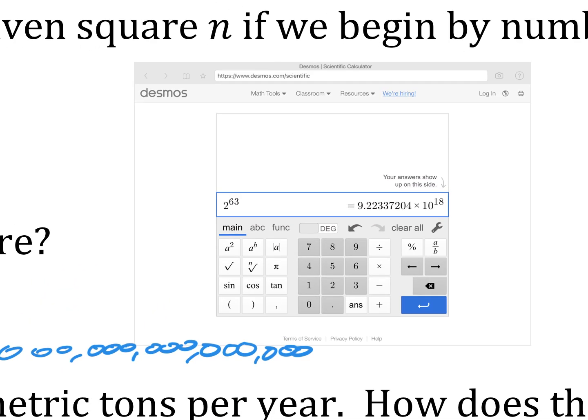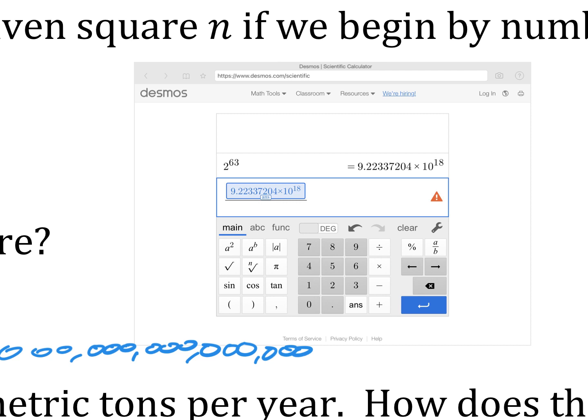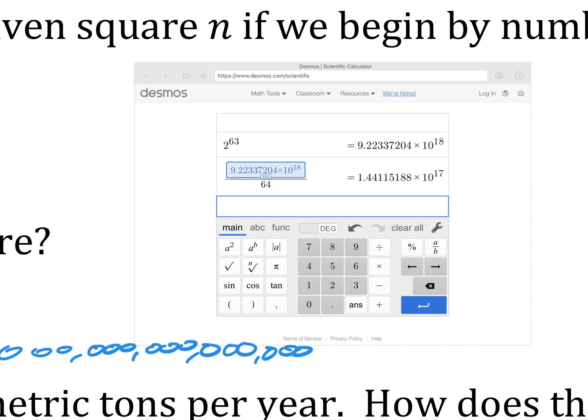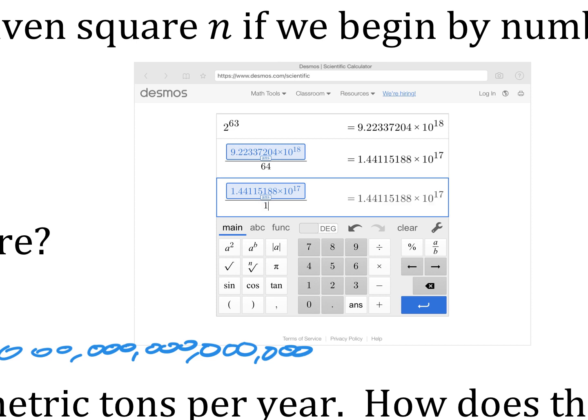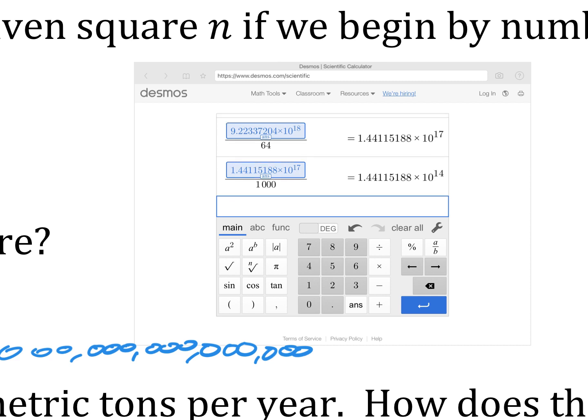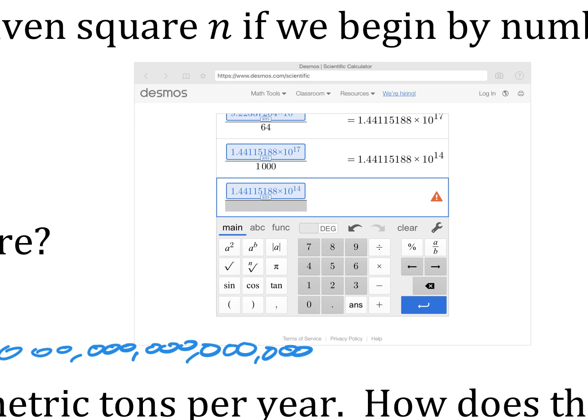So that's how many grains of rice. Let's divide that by 64. Let's take our answer divided by 64. Okay, there's how many grams. Now let's divide that by 1,000, because there are 1,000 grams in a kilogram. So that's how many kilograms we have. There are 1,000 kilograms in a metric ton. So if we take that number and divide it by 1,000.